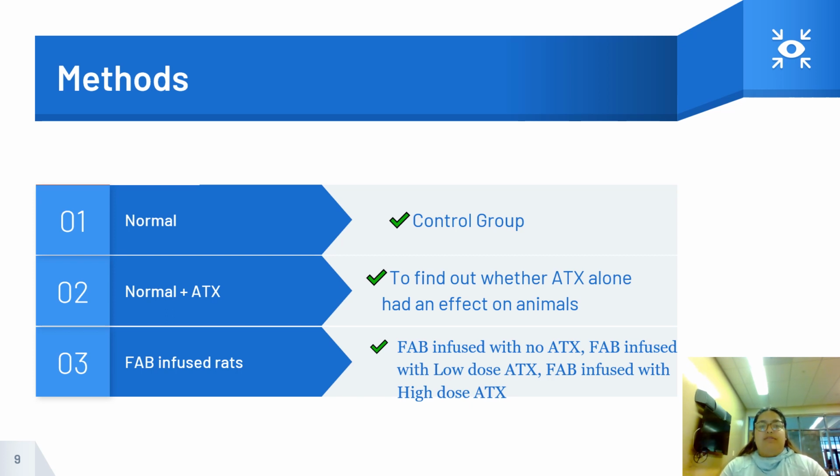The third group was the FAB-induced rat. The rats got divided into 3 subgroups. The first one was a FAB-infused group with no ATX treatment. The second one was a FAB-infused and low dosage of ATX treatment group. And lastly, it was a FAB-infused and high dosage of ATX treatment group. This will allow the scientists to measure if the different amount of ATX would make a difference between the FAB-infused rats.